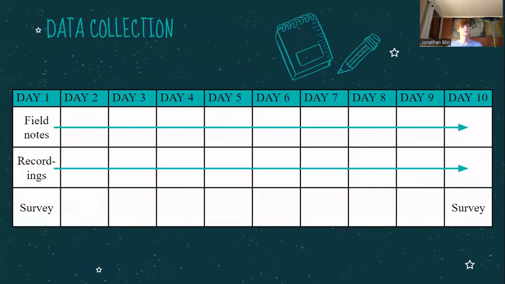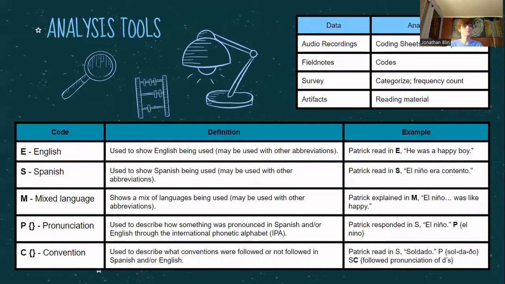Okay, moving on to data collection. Throughout the 10 days, I had different ways of collecting data. Primarily, I had the recordings, which were all audio recordings. I took these every single day with my students when we were in our guided reading centers. Then I had field notes, which were prepared really nicely. They let me highlight the important things that were going on in those recordings. And then the surveys that I had on day 1 and day 10.